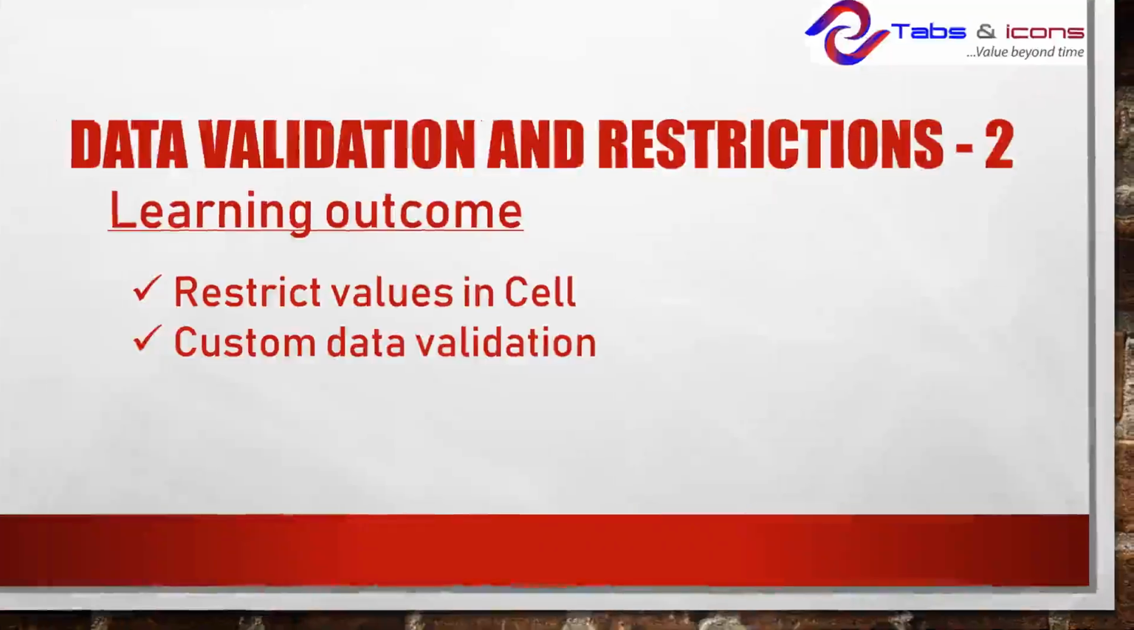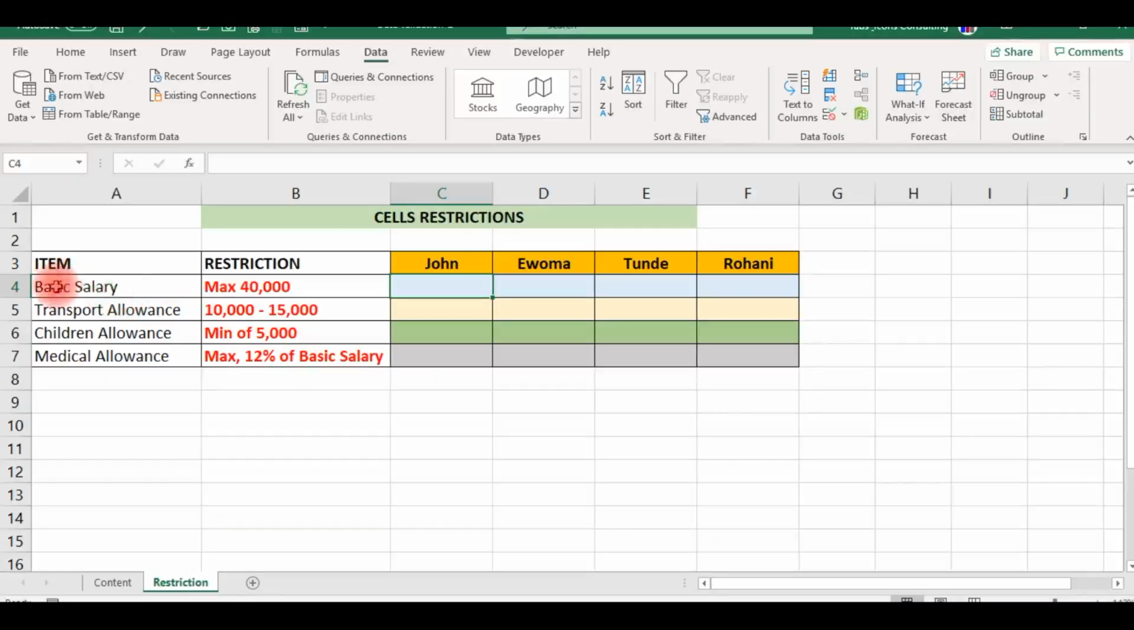Welcome to part 2 of this video on data validation and restriction. In this video, we're going to look at how to restrict values in a cell, as well as how to use custom data validation. The information we have here is about basic salary, transport allowance, children allowance, as well as medical allowance.